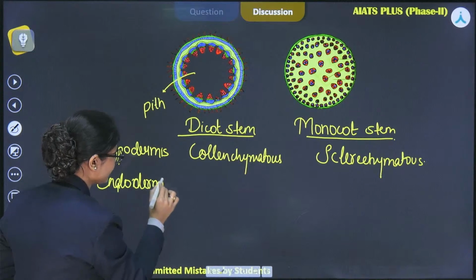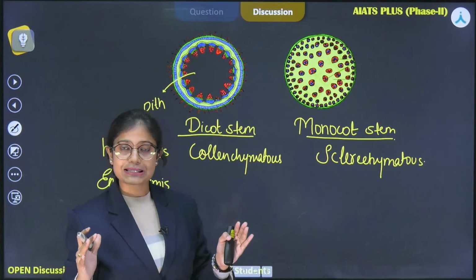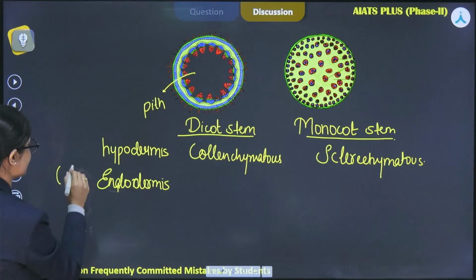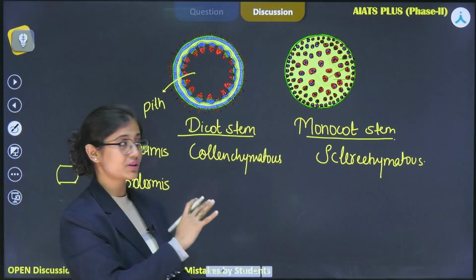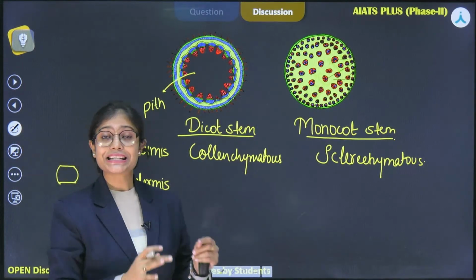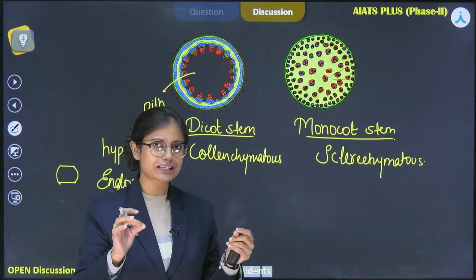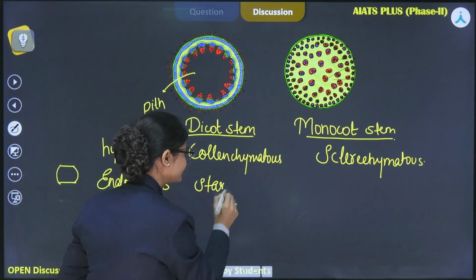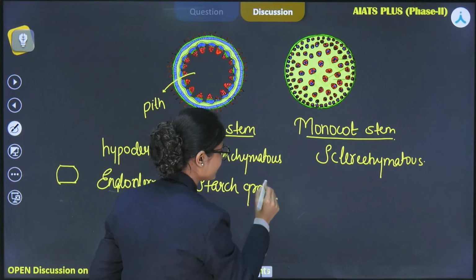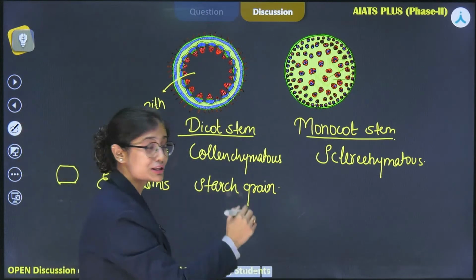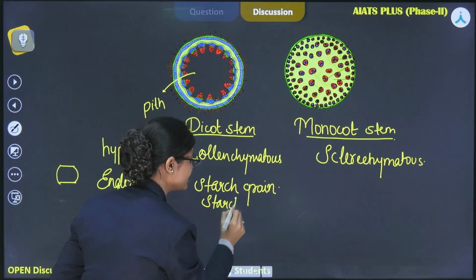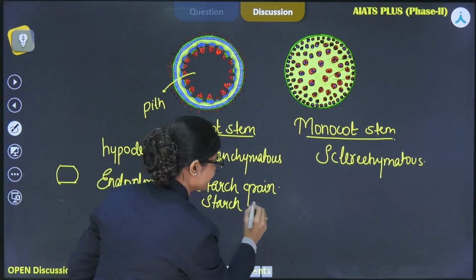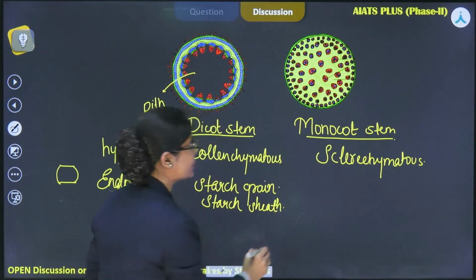endodermis is basically made of barrel-shaped cells. Barrel means, like a barrel, curved from the side, having a structure like this. It is composed of barrel-shaped cells, and it has one special characteristic feature, that is the deposition of starch grains, due to which it is also known as the starch sheath, because of the deposition of starch grains in the endodermis layer. Please remember that this is the differentiating feature for the dicot stem.